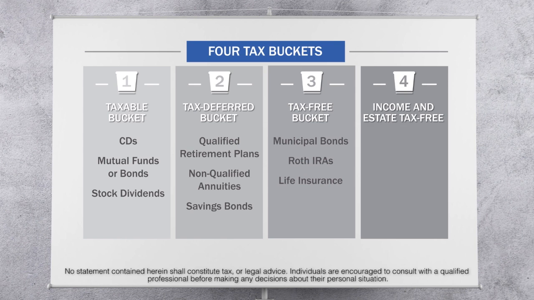Finally, the 4th bucket is income and estate tax-free. And that's where you get into charitable trusts and other similar arrangements.